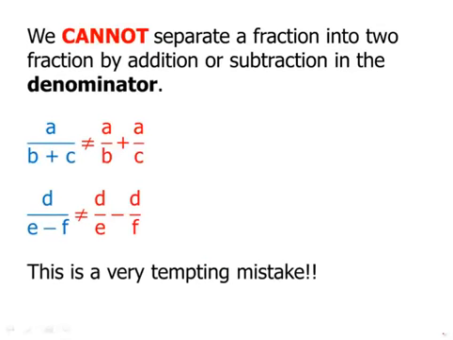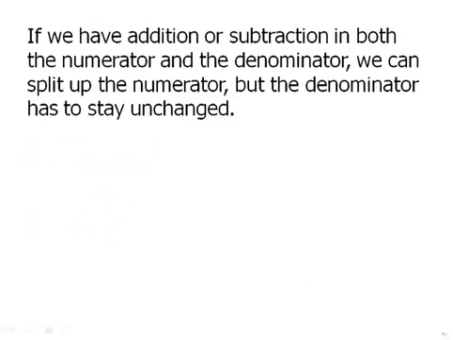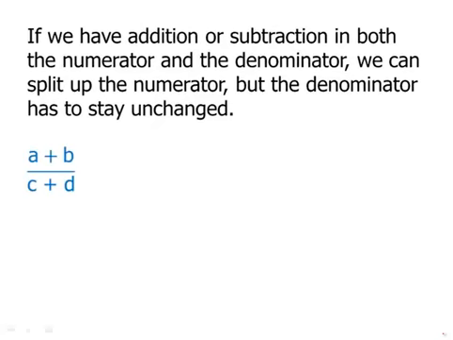This is a very tempting mistake to make. It's very important to recognize this and realize this is something you can't do. If we have addition or subtraction in both the numerator and the denominator, we can split up the numerator, but the denominator has to stay unchanged. So for example, a plus b over c plus d, we cannot write it like this. We have to write it like this. The denominator stays unchanged.